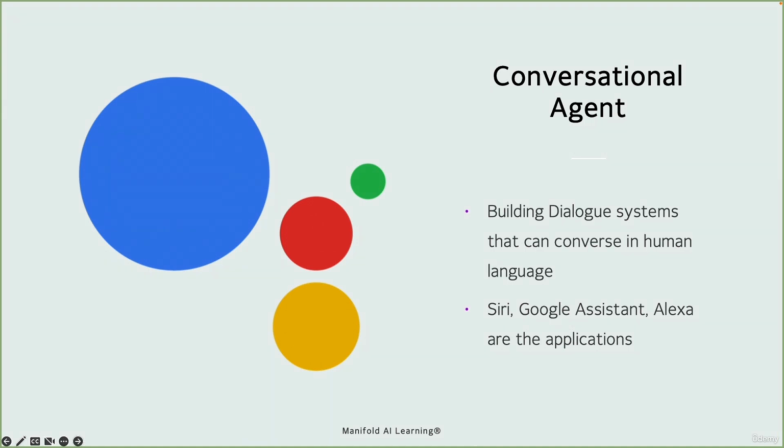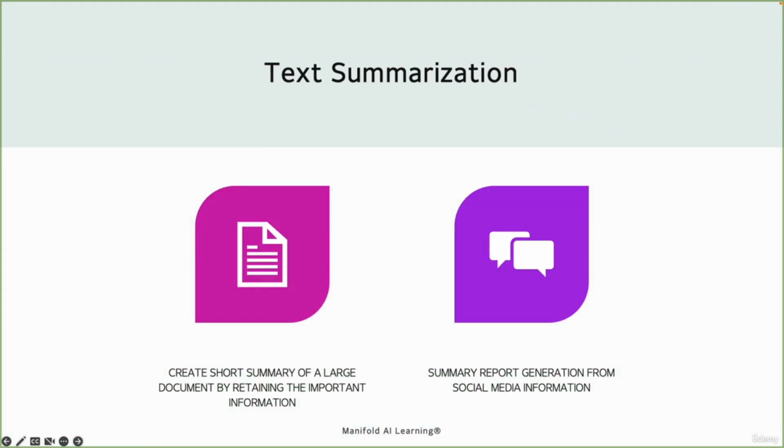And we have the next task, text summarization. Text summarization aims to create short summaries of longer documents while ensuring that it retains the core content of the entire large text. So we keep the important things from the given large text, but also reduce its length. That is what we call text summarization. An application of text summarization is summary report generation from social media information.